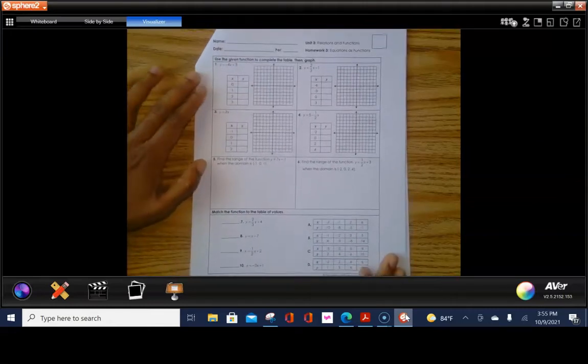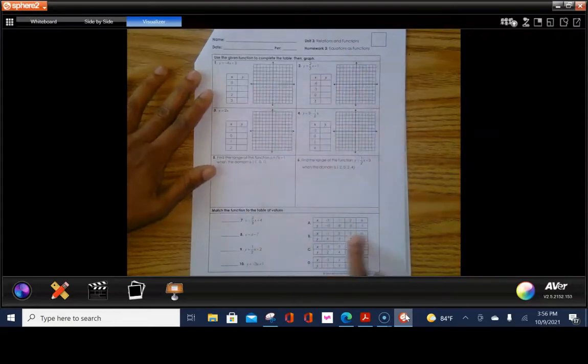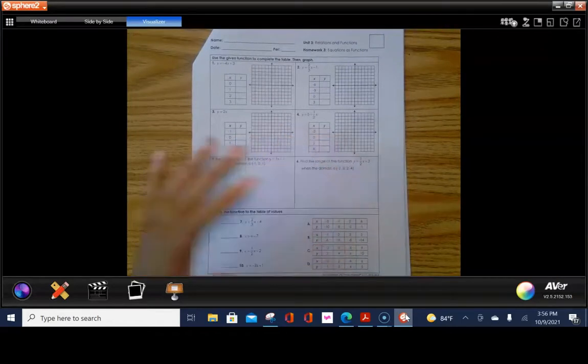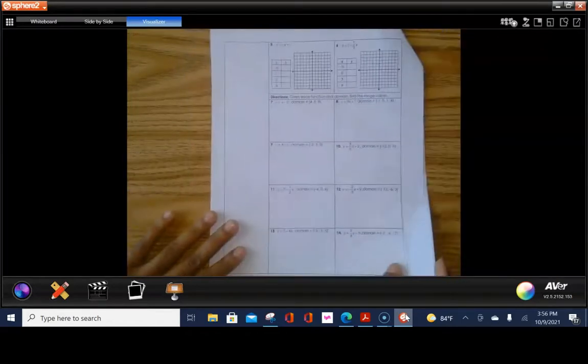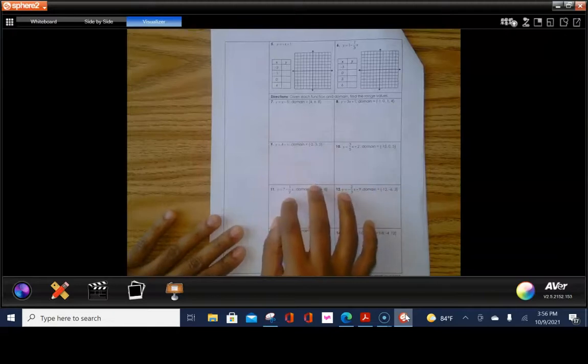The second page right here, so where it says homework number 3, equations as functions, this right here is your homework 2. Okay, so this is what I'm taking for a grade. In the video, I'm going to do a couple of these problems here for practice, and you can fill it out and finish the rest. But this is what I'm taking for a grade.